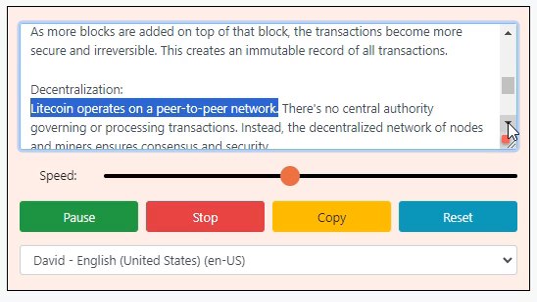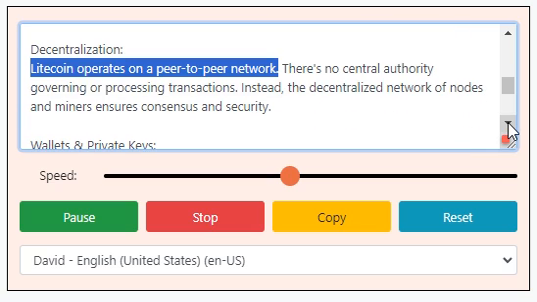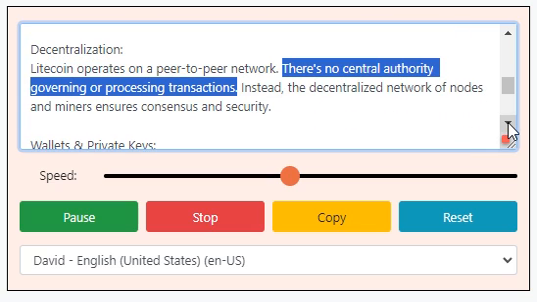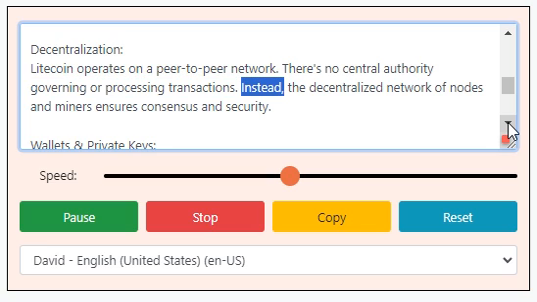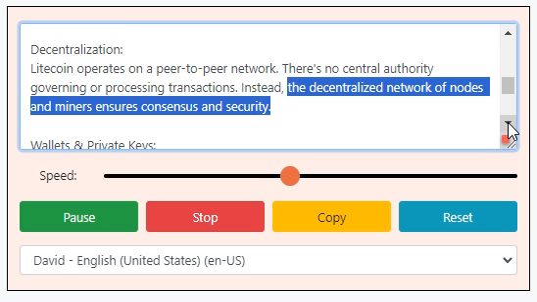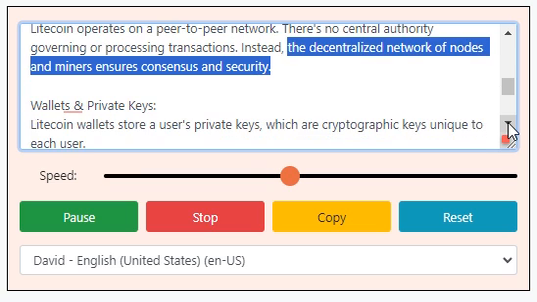Decentralization. Litecoin operates on a peer-to-peer network. There's no central authority governing or processing transactions. Instead, the decentralized network of nodes and miners ensures consensus and security.